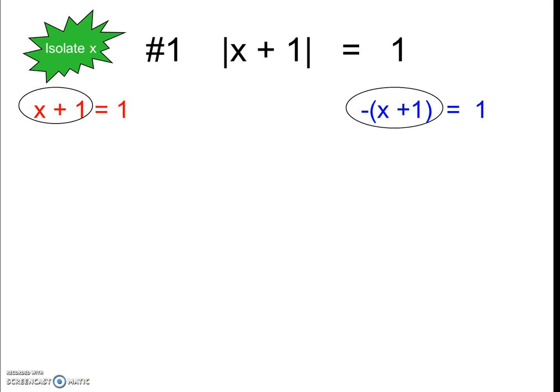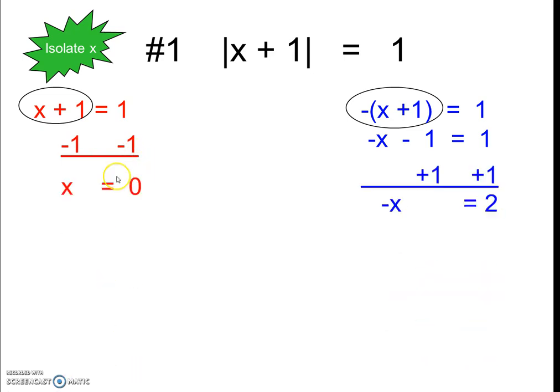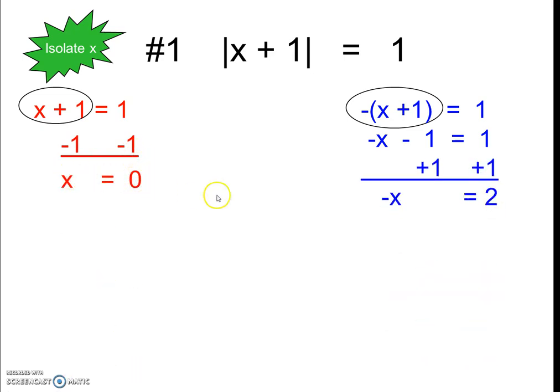So now let's isolate x, meaning we are just going to solve like we normally do. On this red side over here, all we're going to do is move the 1. If it was a positive 1, it's going to be a negative 1, and x is going to equal 0. But over here, didn't quite work out as well, did it? We had a negative outside of parentheses. What does that mean? Well, I have to distribute that negative. It's a little like having a negative 1. So when I distribute that negative, it's negative times x is negative x, and negative times 1 is negative 1.